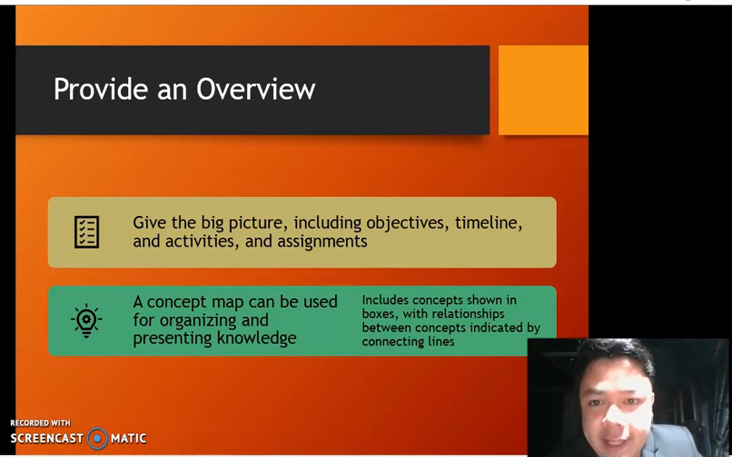Alright, provide an overview of the course. When beginning a course or workshop, it is important to cover the objective, the timeline, activities, assignments, and other relevant information.